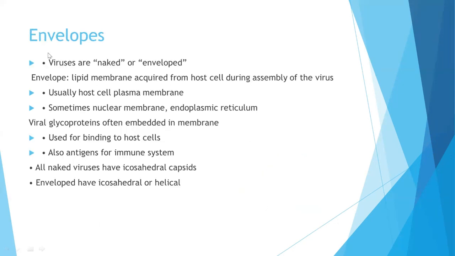Talking about envelopes, viruses are naked or enveloped. The envelope is a lipid membrane which is acquired from the host cell during assembly of the virus. It usually comes from the host cell plasma membrane, and sometimes from the host cell's nuclear membrane or endoplasmic reticulum. Viral glycoproteins are often embedded in the membranes and are used for binding to host cells and also act as antigens for the immune system. All naked viruses have icosahedral capsids, and the enveloped viruses have icosahedral or helical shapes.